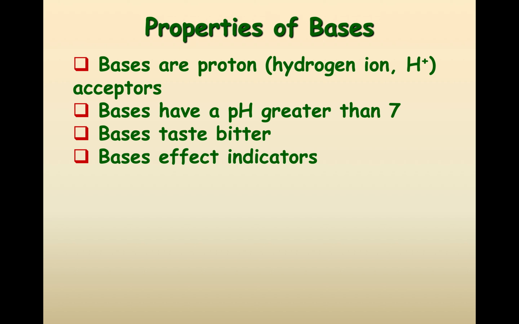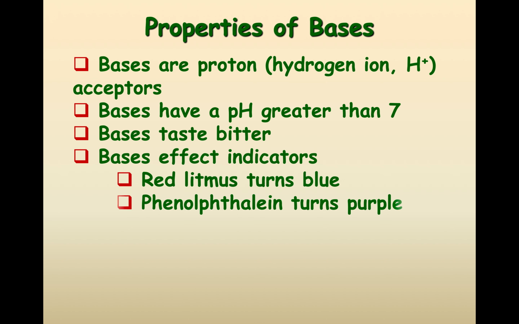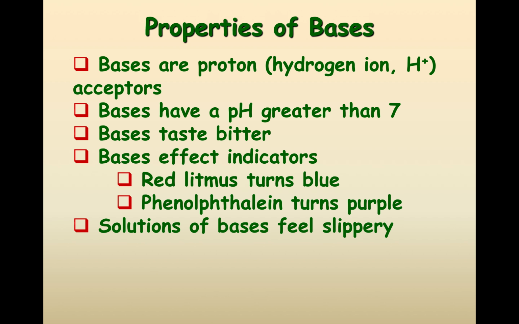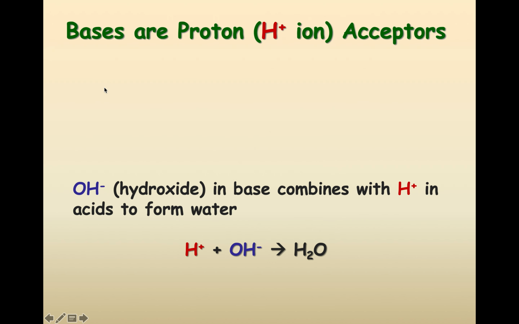Bases affect indicators. For example, red litmus paper turns blue, blue litmus paper stays blue, and phenolphthalein turns purple or pink. Solutions of bases feel slippery versus solutions of acids feel just wet. And of course, as acids neutralize bases, bases neutralize acids.